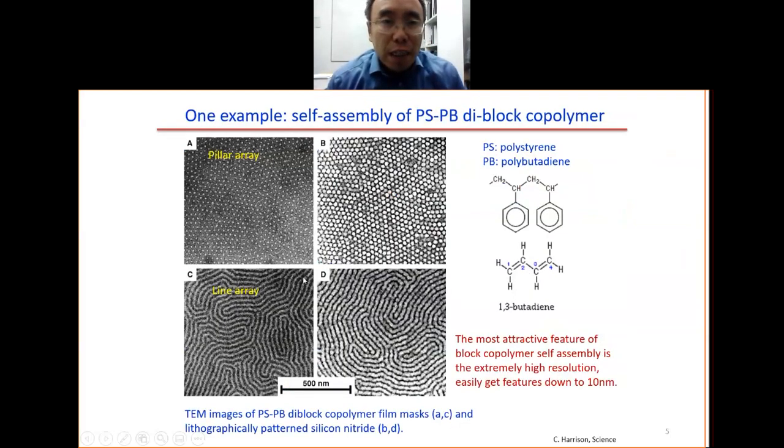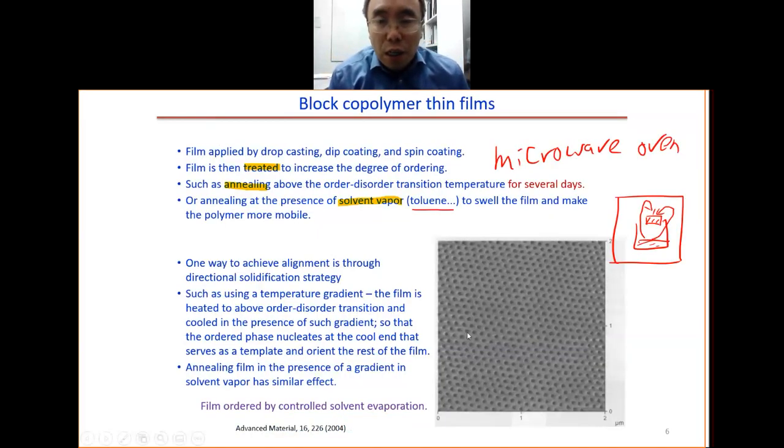But what you get here is periodic, but with no long-range ordering, only short-range ordering. So to have long-range ordering, we need to do some alignment. So how to align the self-assembly process?